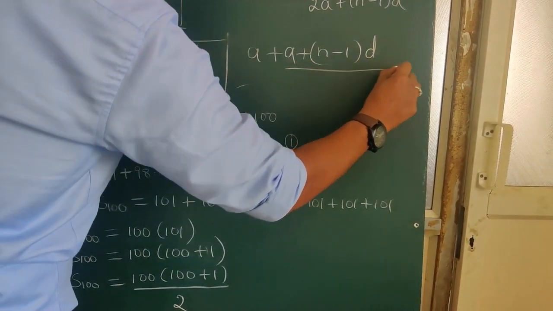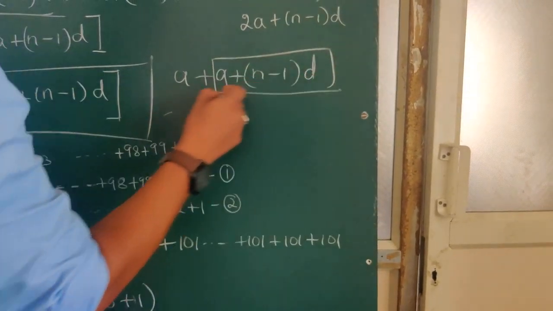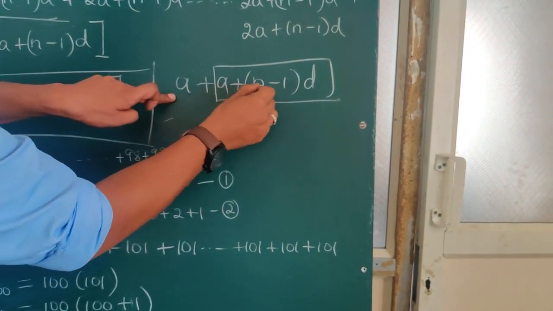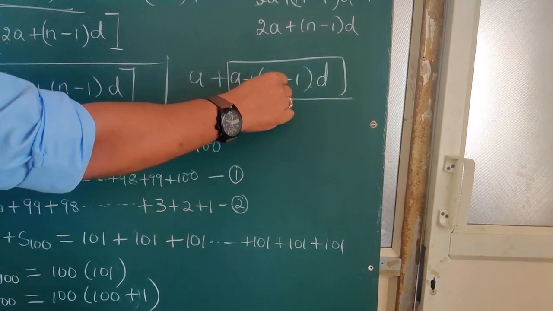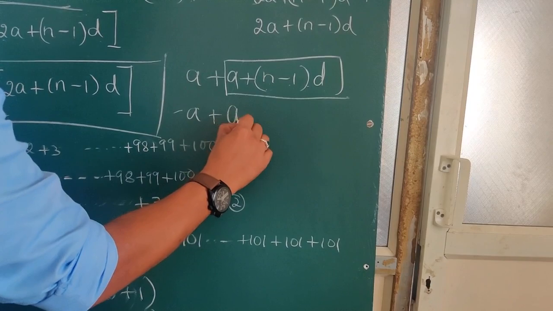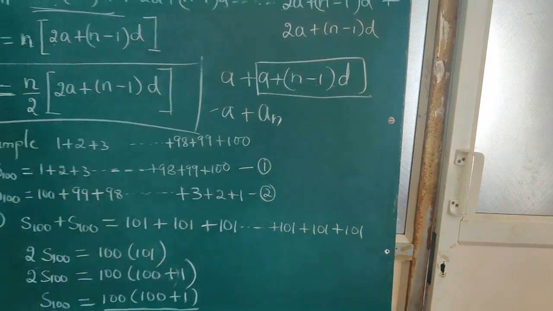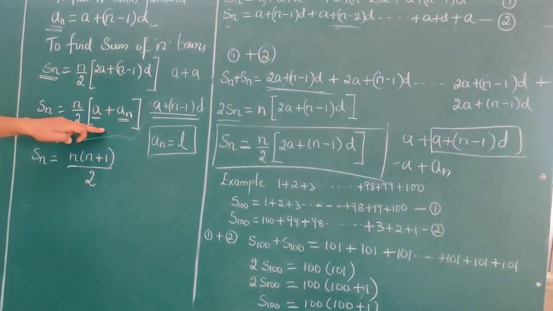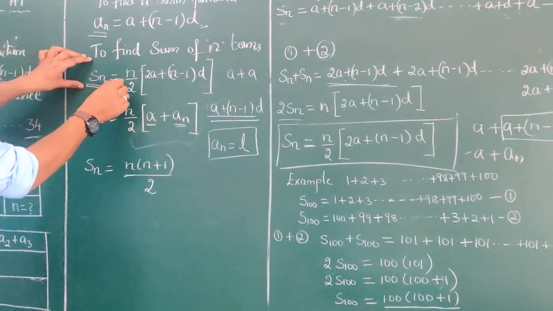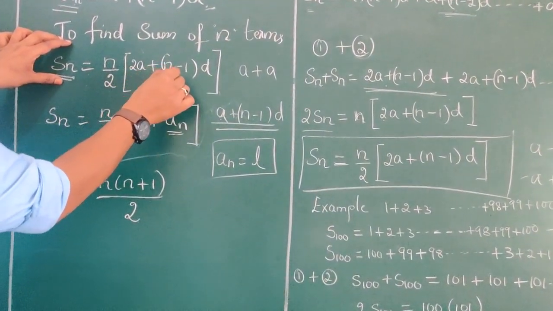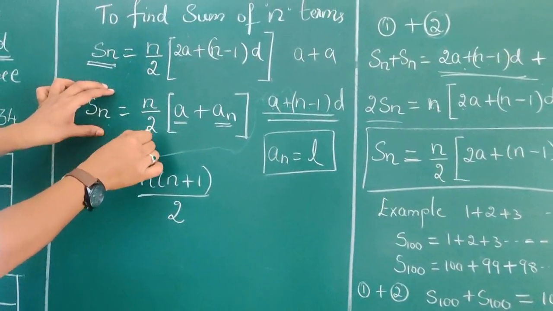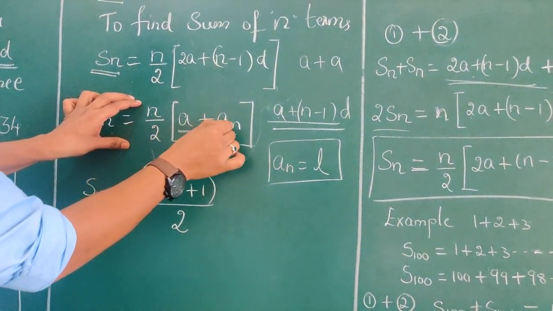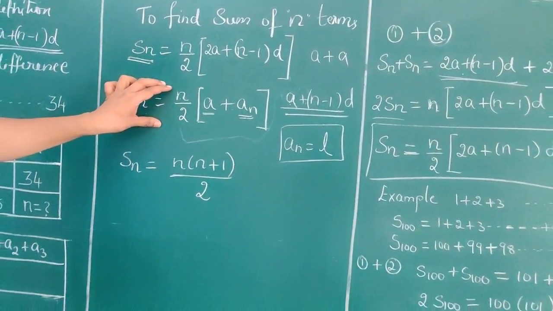Now you observe properly. What is this a I have written as it is? What is this a plus n minus 1 into d? A, keep as it is. This is nothing but the nth term formula. Therefore, it becomes a plus an. The other formula we have got from this itself. So, Sn is equal to n by 2 into 2a plus n minus 1 into d. It's the same as Sn is equal to n by 2 into a plus an, if the last term is given.